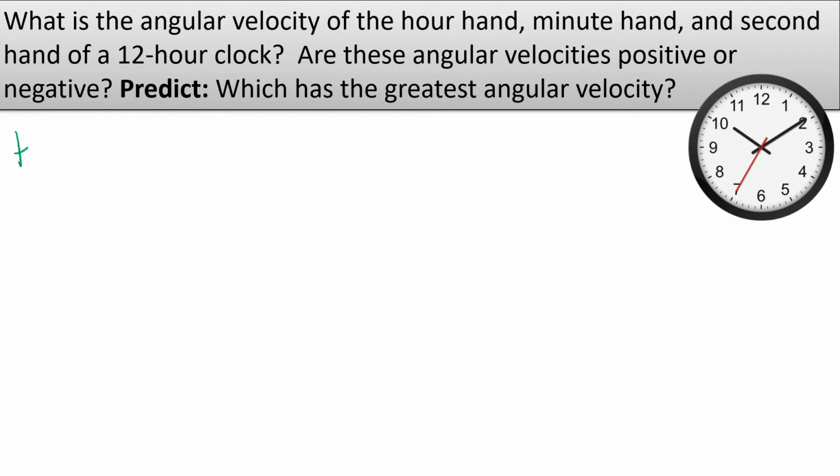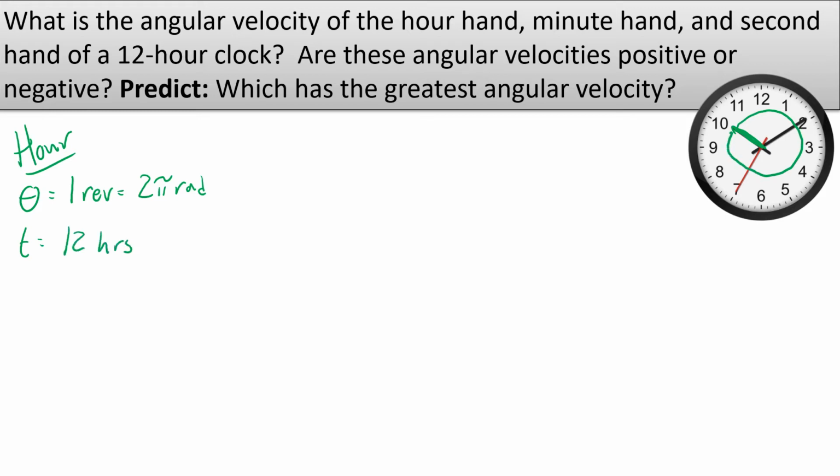So for the hour hand, let's say you can make one rotation, so one complete revolution, one revolution. Why don't we call that 2 pi radians? We'll use radians. And then how much time does it take for you to do one revolution for the hour hand? Think about it. It comes back to here 12 hours later. So this is 12 hours. Should we put it in terms of seconds? We should probably do rads per second.